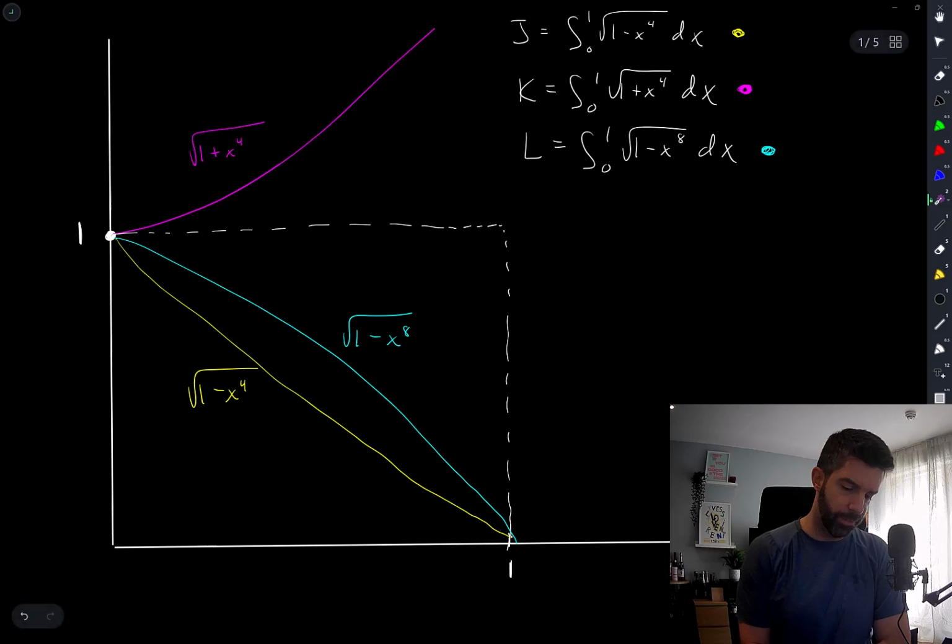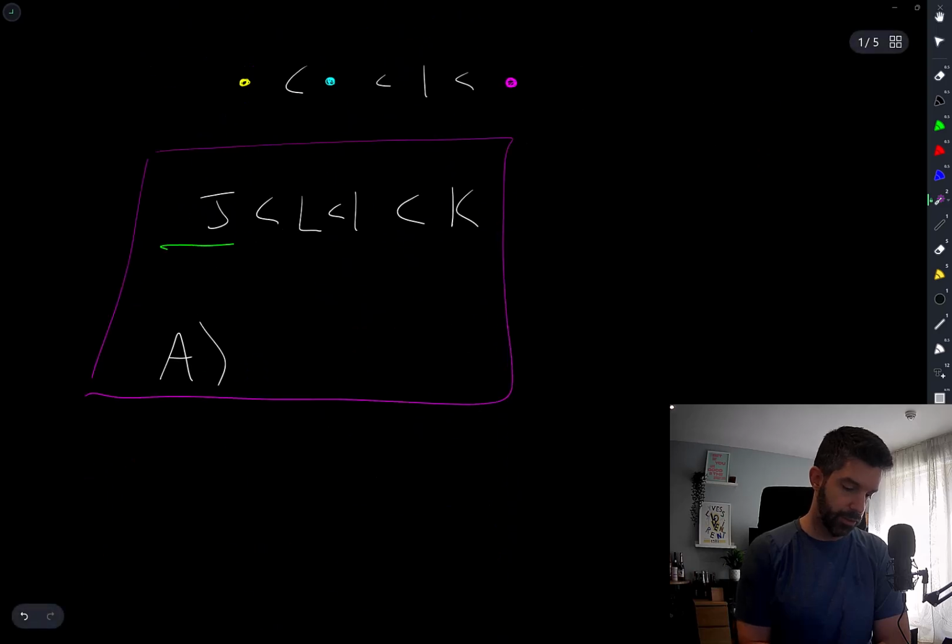I hope I did this correctly. Let's just verify very quickly. If I choose, let's say, x equal to 1/2, then that's been raised to the power of 4, and that's been raised to the power of 8. 1/2 to the 8 is smaller than that. So we're subtracting something smaller, which means overall it's bigger. So I have the ordering here: J, L, 1, K. Yeah.